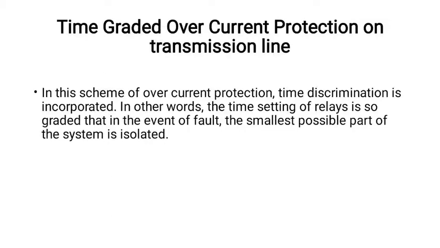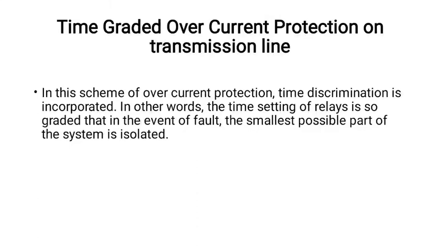Time graded overcurrent protection on a transmission line. In the scheme of overcurrent protection, time discrimination is incorporated. In other words, the time setting of the relays is so graded that in the event of faults, the smallest possible part of the system is isolated. Overcurrent protective schemes are widely used for the protection of distribution lines. In case of a radial feeder, two or more overcurrent relays are used, one relay for the protection of each section of the feeder.